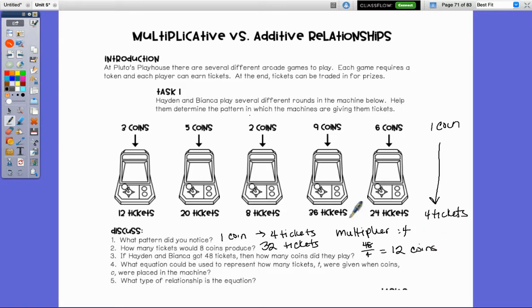So going backwards. What equation can be used to represent how many tickets T they were given when coins C were placed in the machine? Well, my tickets would equal my multiplier, 4, times my number of coins. Remember, our traditional equation is y equals ax for the multiplicative relationship. So you would just exchange T and C for y and x and put your multiplier where a was. What type of relationship is this?